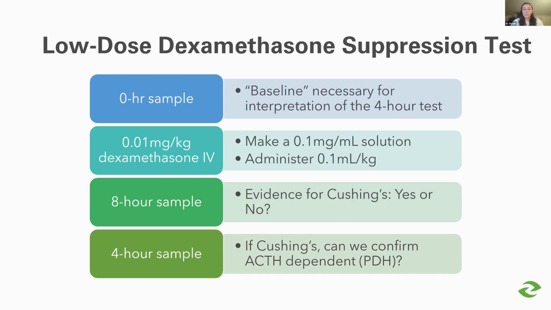And remember that they should be hopefully non-lipemic, non-hemolytic, and spun and run within an hour of collection. The first step in interpreting our low-dose DEX suppression test is to evaluate the 8-hour sample. This is kind of our yes/no for our question: do we have evidence for possible Cushing's syndrome? If it's high, and the answer is yes, then we look at the 4-hour test to see if we can determine, is this ACTH-dependent disease caused by a pituitary tumor, or can we not tell?